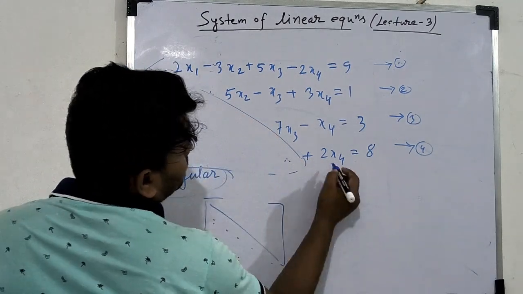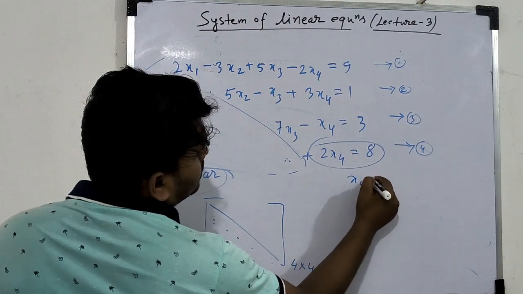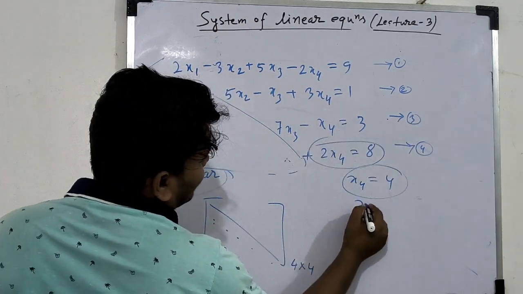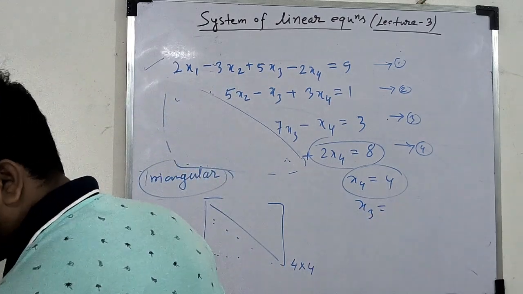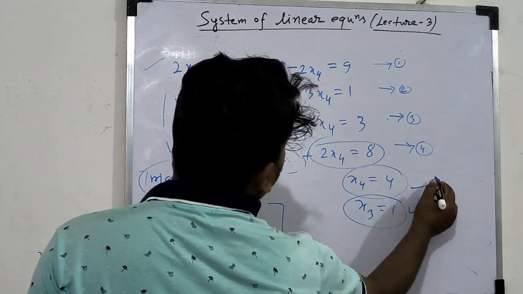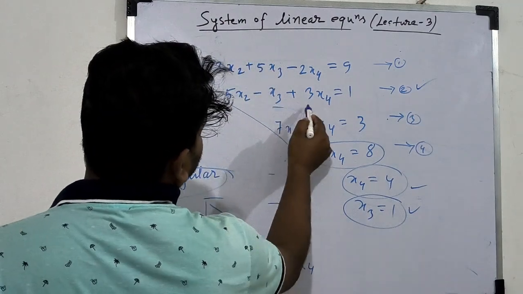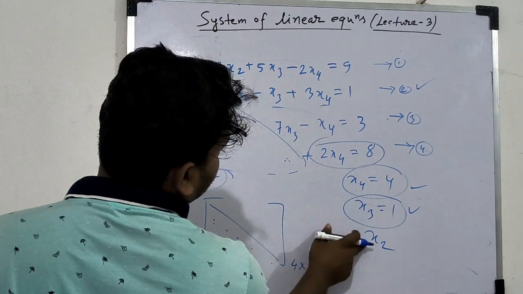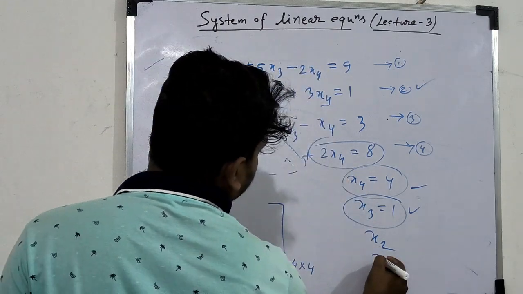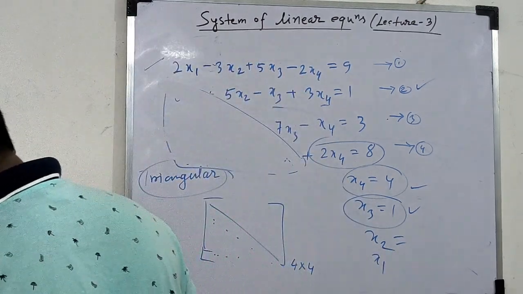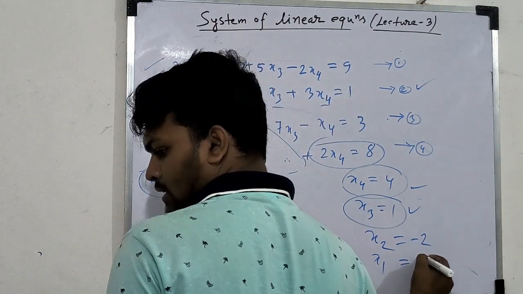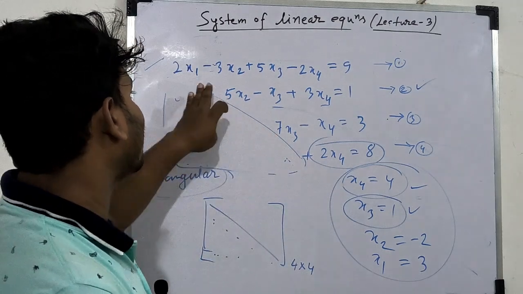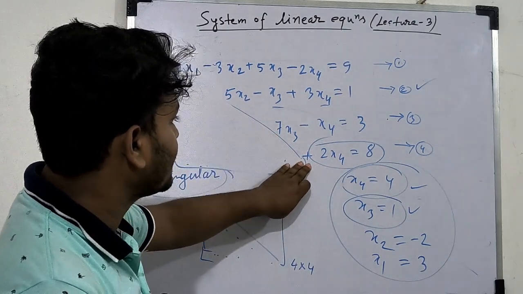As you can see from this, you can find x4, which is equal to 4, and by putting x4 in equation 3, you will get x3, which will be equal to 1. By putting these two values, x3 and x4, in equation 2, you will get x2, and by putting x2, x3, x4 in the first equation, you will get x1. So this will be minus 2, and this will be 3. So you can easily find the solution whenever the system is given in triangular form.